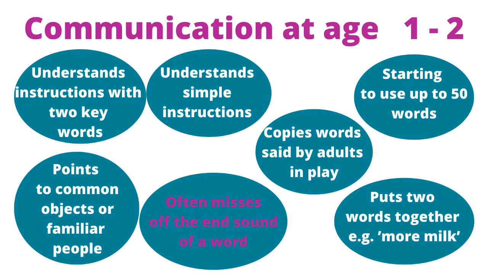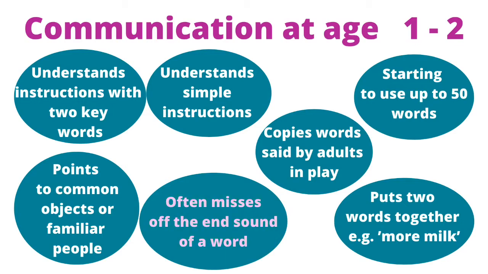They will often miss the end of words. For example, they'll say ho for hot. And they will copy words said by adults in play. So playing with our children is so important in this age. We don't need to make it too complicated. We just need to focus on key words. And when we're playing with them, we just say those key words over and over again. And they will start copying us the more we say them.